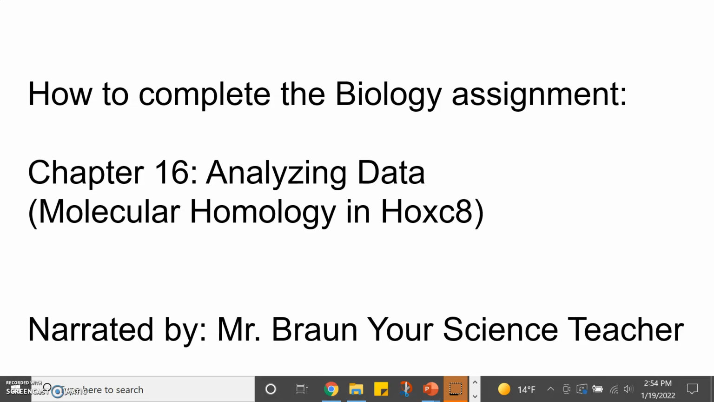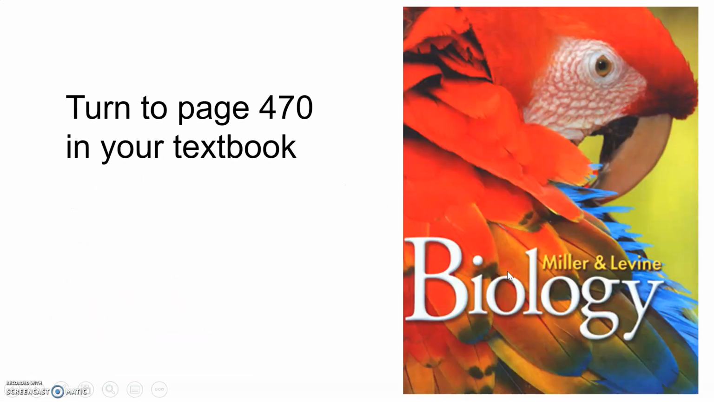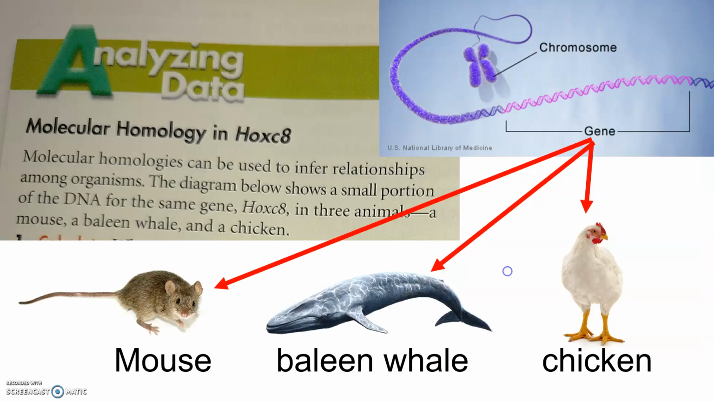Today, let's take a look at the biology assignment, Chapter 16, Analyzing Data, Molecular Homology in the Hoxc8 gene. Okay, so how do we do it? First thing you got to do is grab your biology textbook and turn to page 470. There you will find at the bottom, Analyzing Data, our assignment. All right, let's read this.